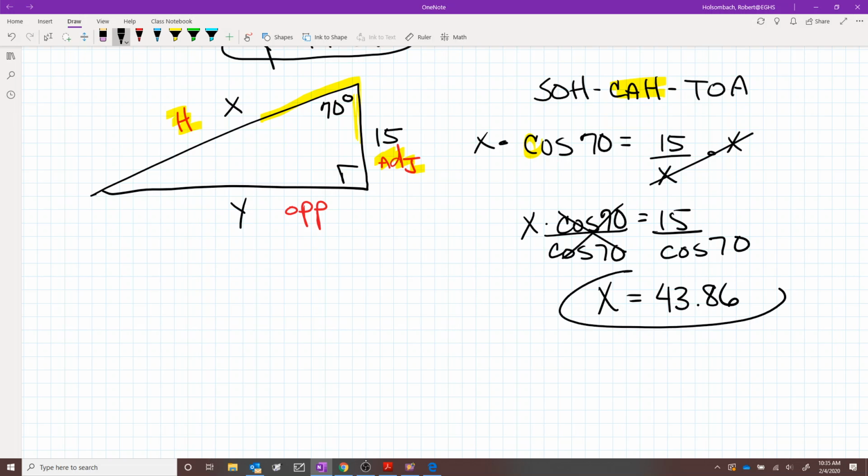Yes, question. That's the math operation you use to get the x out of the denominator.